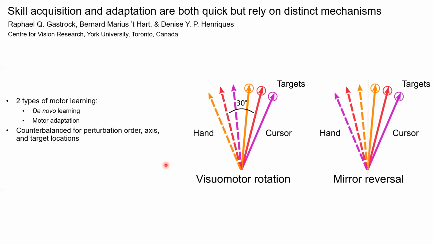In this study, each participant trained on both perturbations, where the perturbation that an individual started with was counterbalanced across participants, as well as where the perturbation was presented on the workspace. For example, we would sometimes have the rotation on the horizontal axis, let's say, and the mirror reversal on the vertical axis. And of course, the corresponding target locations were also counterbalanced. Importantly, no effects were observed, suggesting that learning for one perturbation does not affect the other.